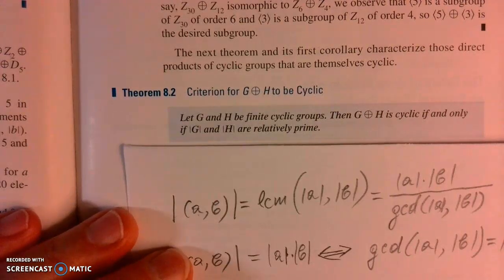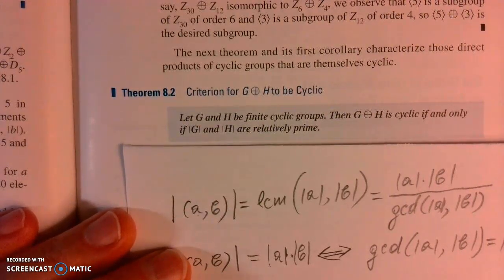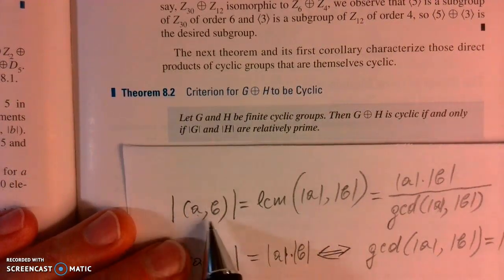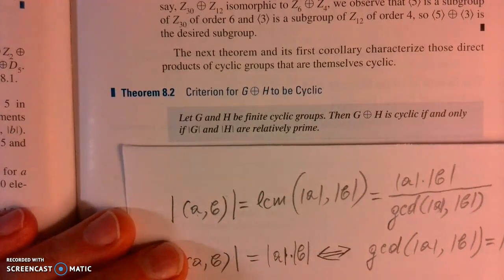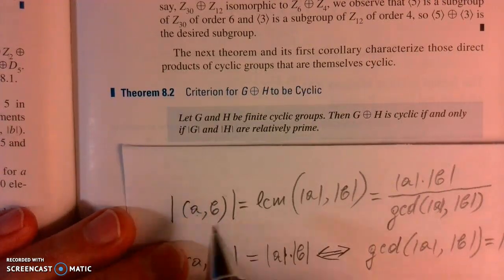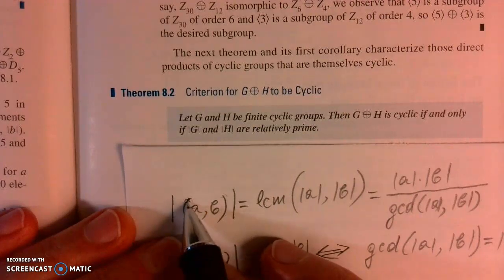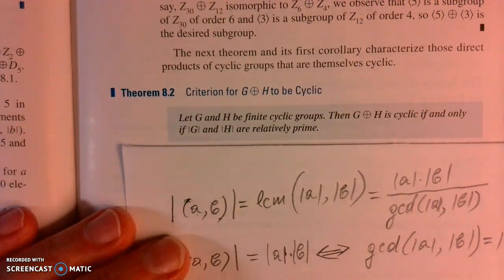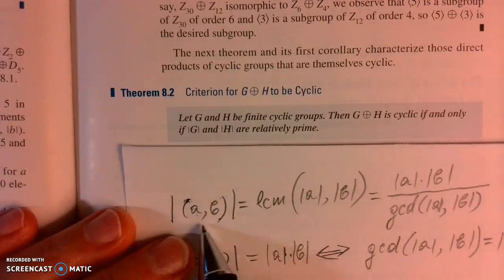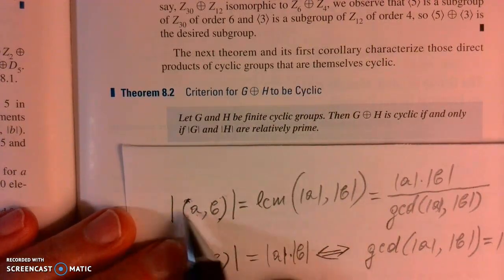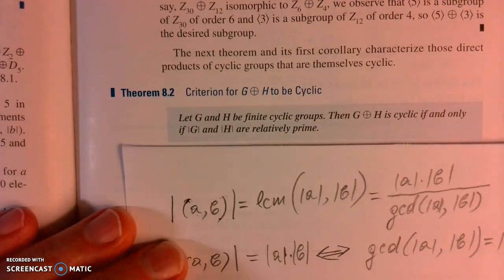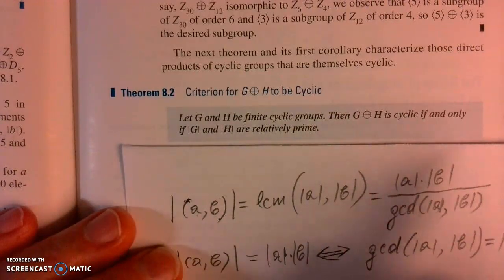can be a generator only. Only this pair can generate the whole group. Of course, there may be other generators, but there must be a generator of this kind. And this will be a generator if its order is equal to the order of a times the order of b.